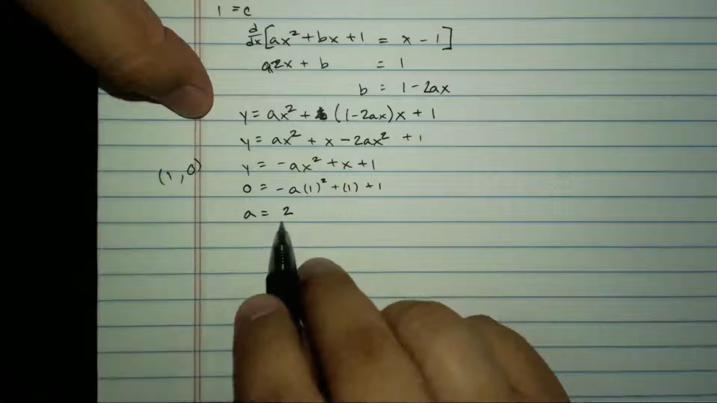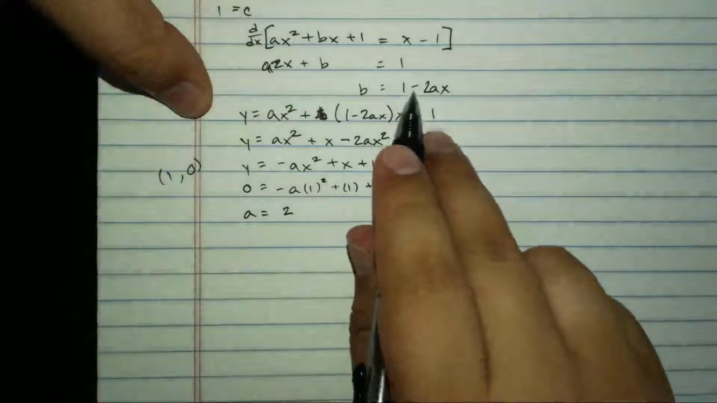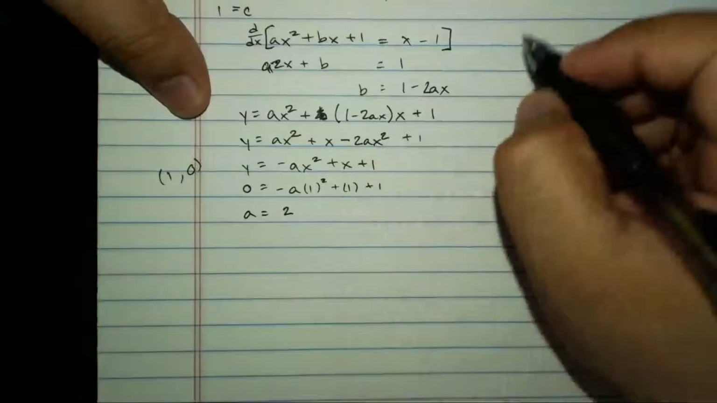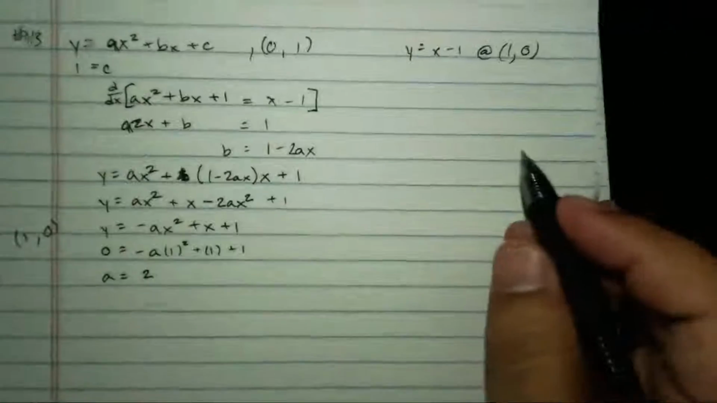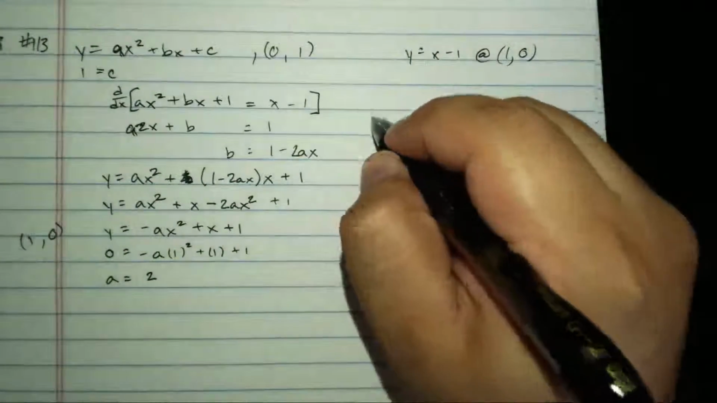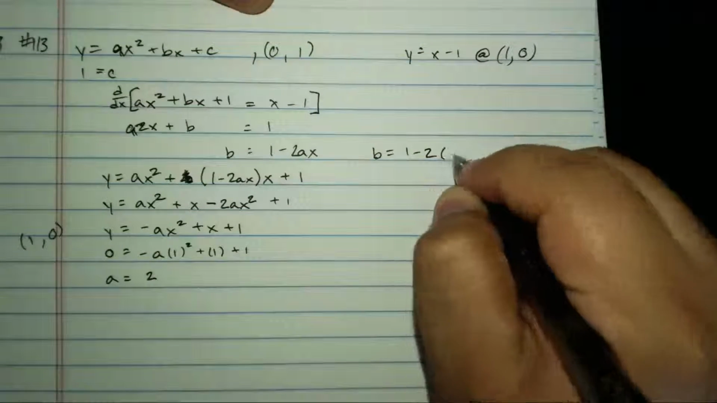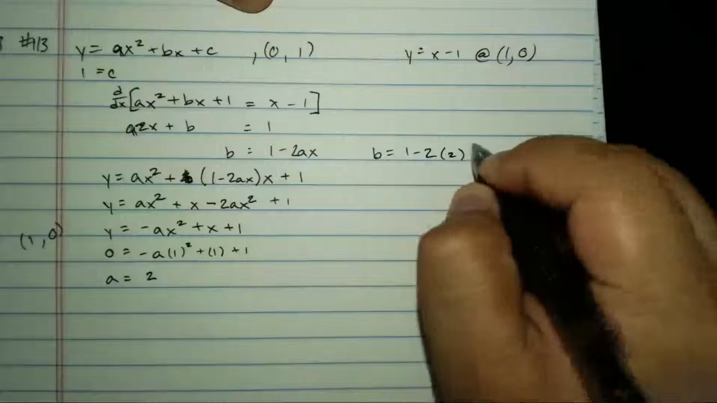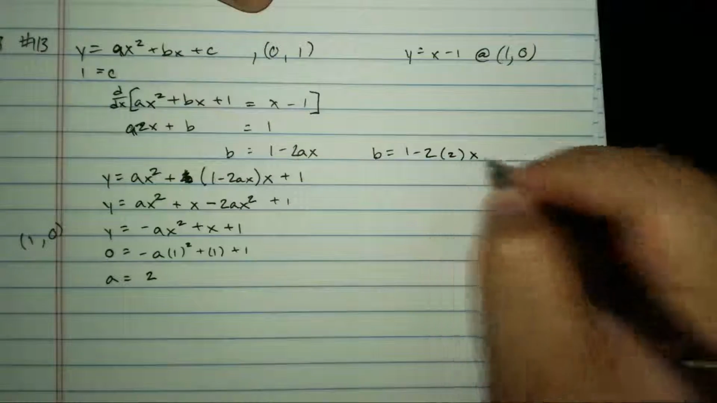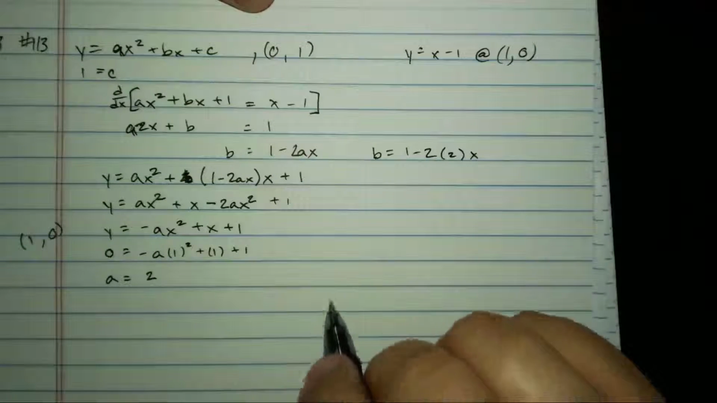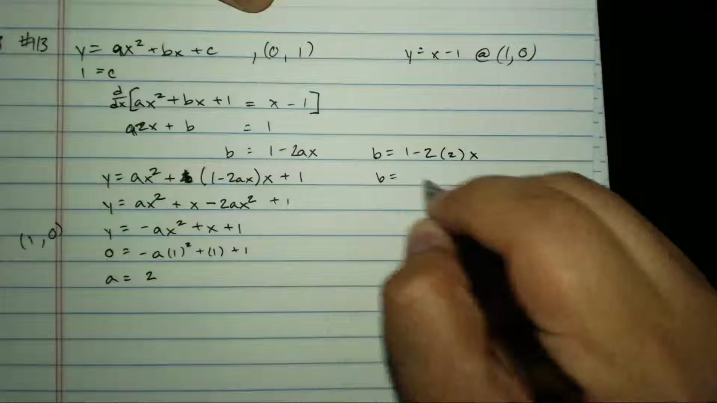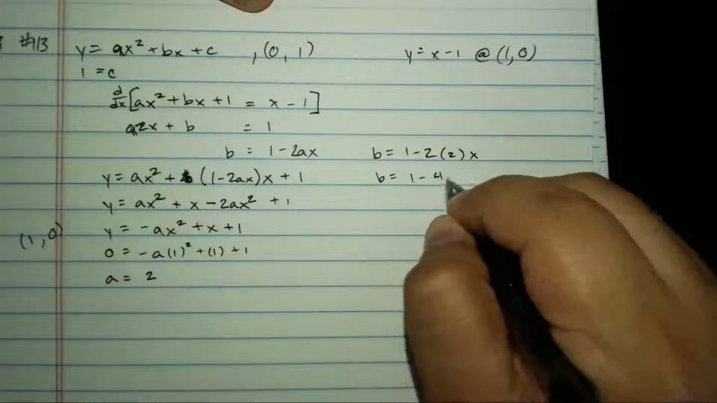Okay, now that you have 2 for a, you can plug this back into this guy up here. So then we can say that b is equal to 1 minus 2 times a, which is 2, times x. So b is equal to 1 minus 4x.